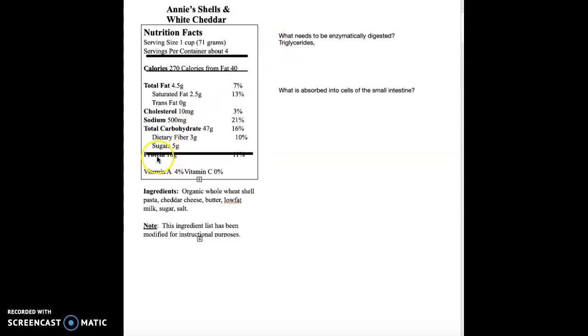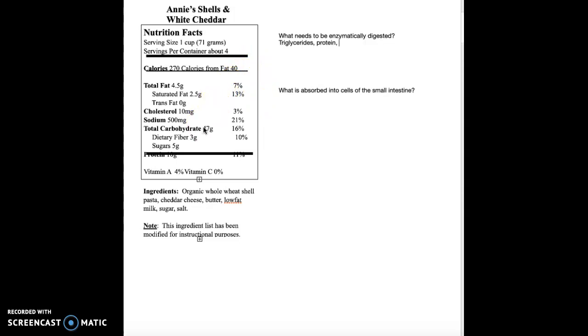Protein, this is hidden a little bit here, but there are 10 grams of protein. So protein's pretty easy as well. If there's protein listed on the nutrition facts, we know protein is quite a complex molecule and it will need to be enzymatically digested. Carbohydrates are a little more complicated.